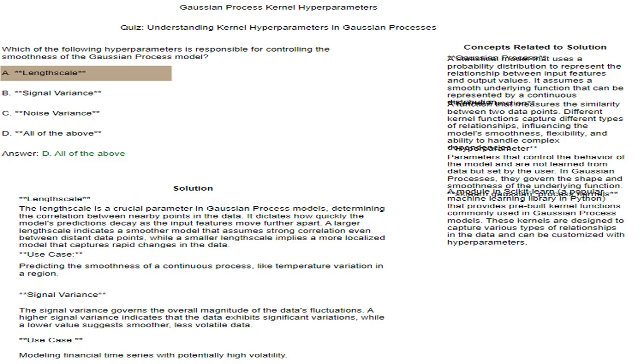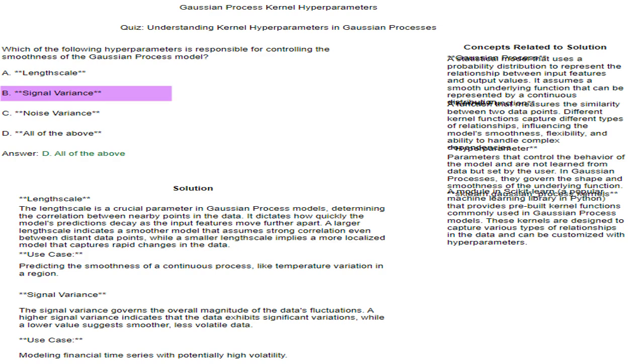Length scale. The length scale directly controls the smoothness of the model. A larger length scale indicates a smoother model, implying strong correlation between even distant data points. A smaller length scale leads to a more localized model that captures rapid changes in the data.